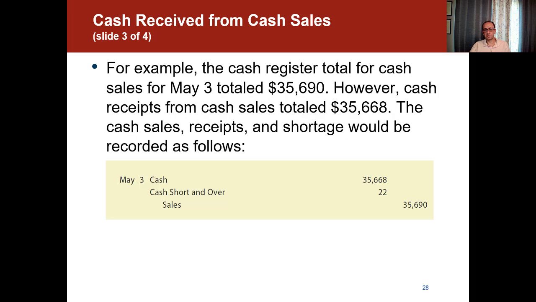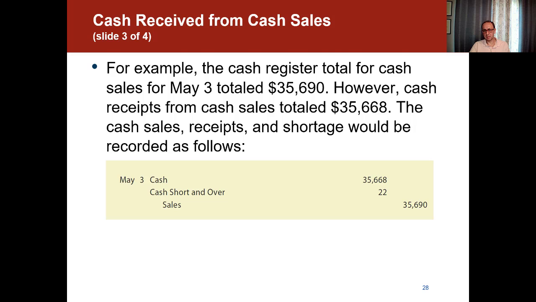The cash register total for cash sales for May 3rd totaled $35,690. However, cash receipts from cash sales totaled $35,668. So you can see that there is a $22 difference. Of course, it's a large amount, like you see here, $35,000, close to $36,000. And having a difference of $22 is something that could always happen in retail businesses especially. So the cash sales, receipts, and shortage would be recorded as follows.